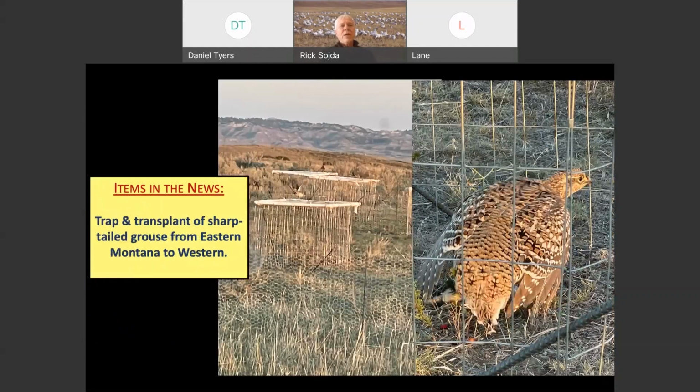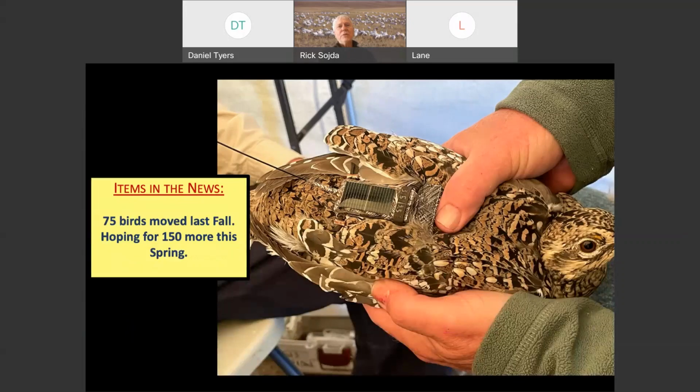Other item, we've been trapping and transporting sharp-tailed grouse from eastern Montana to western Montana, where they've basically been extirpated. Last fall, we trapped 75 birds and moved them to western Montana, outfitted them with radios, hoping for another 150 more to do this spring.